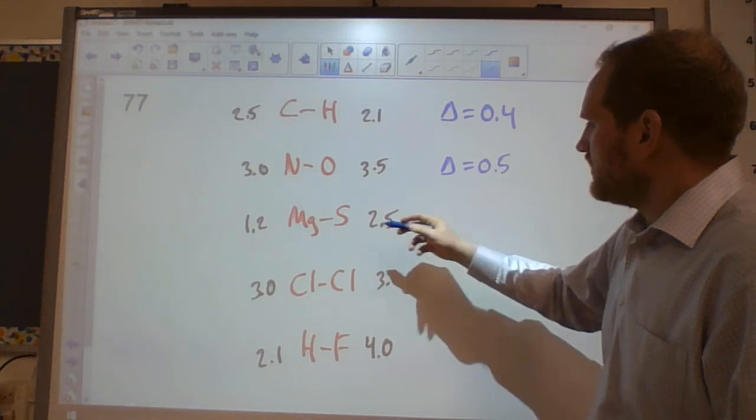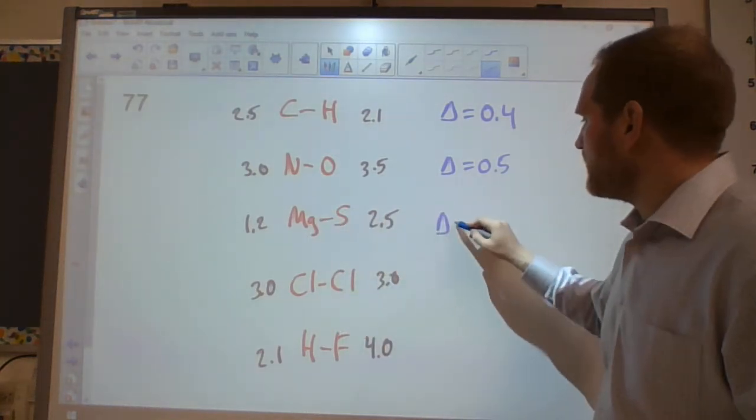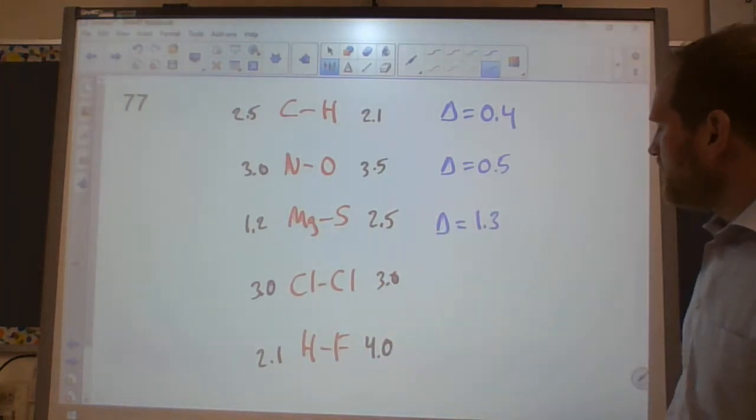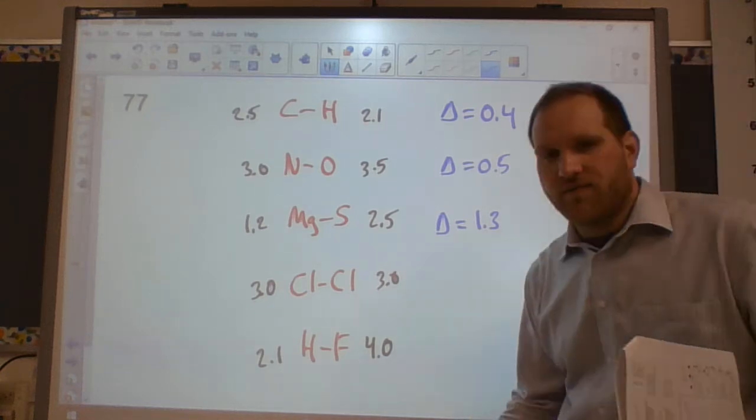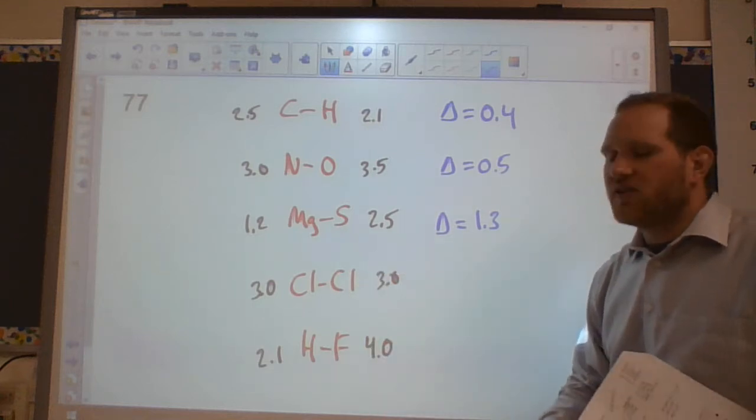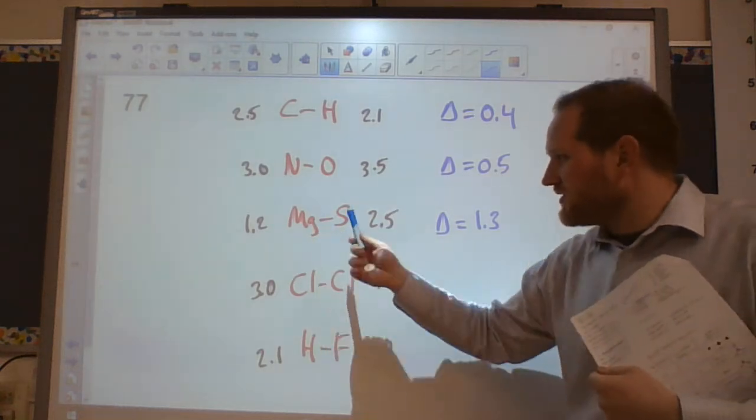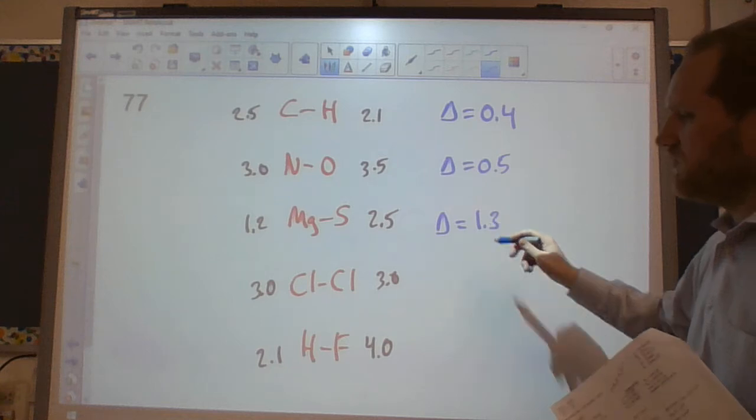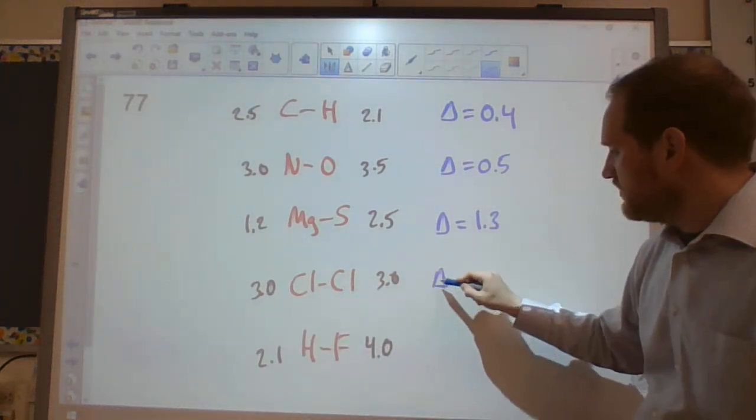Okay, and you should have known that. Magnesium and, oh wait a minute, no, I'm looking at 2.5. The difference here, subtract that, is going to be 1.3. Now, according to this, that's going to fall in the polar covalent range, but this, we've talked about, is more ionic than it is covalent. So you can see that this doesn't necessarily hold true 100%. So we consider this to be ionic, but technically, if we're being consistent with our chart, this will also be polar covalent.